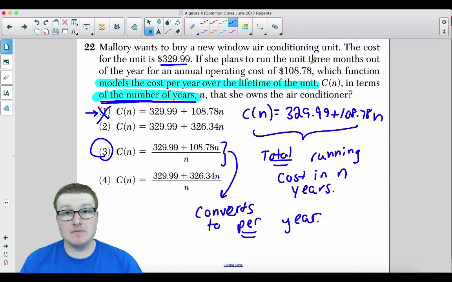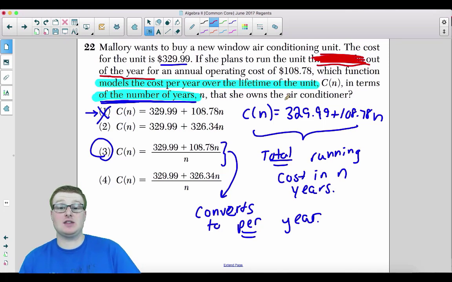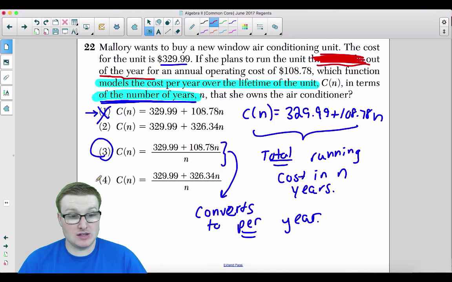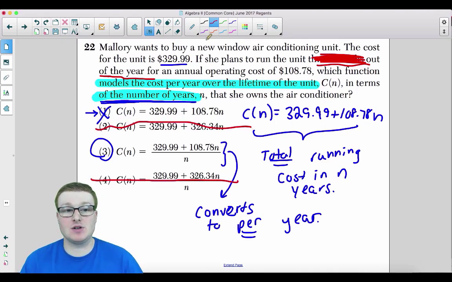So that's about it. There is some miscellaneous information that is totally irrelevant. She plans to run the unit 3 months out of the year. That 3 months has nothing to do with it. That 3 months tried to trick you. They wanted you to take 3 months and multiply it by 108.78 to get this one over here or this one down here. So choices 4 and 2 are totally irrelevant because that 3 months had nothing to do with the problem. It all depended on the per year. So your answer is choice 3.